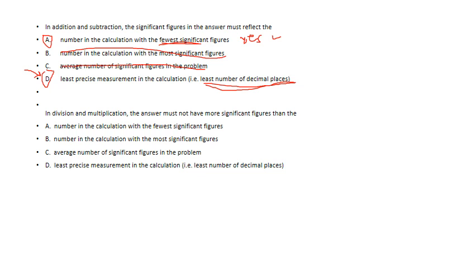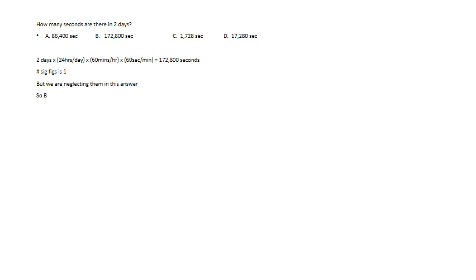Okay, division, multiplication. The answer must have the same significant figures as the number in the calculation with the fewest significant figures. Yes. Okay, let's see if there's a better answer. No, and no. Multiplication, you count all the digits, so it's going to be A. All right, how many seconds are in a day? Okay, so 24 hours per day, days cancel out, 60 minutes per hour, minutes cancel out, do the math, get this number here. It doesn't ask for sig figs or scientific notation, so this is your best answer.